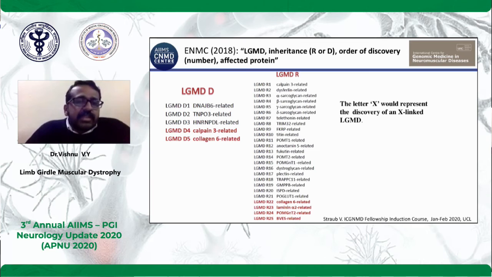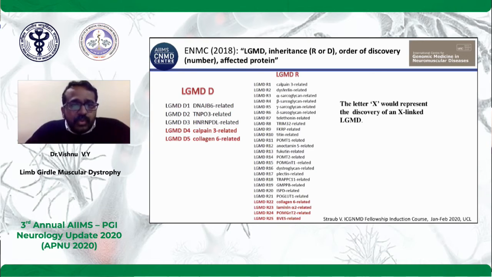This was the ENMC meeting in 2017, published in 2018. We have dominant and recessive inheritance, D and R, in the order of discovery, with a number, and the protein related. So we call them calpainopathy or dysferlinopathy; just put the protein into it. That's easy. They also said that, other than DMD or BMD, if in future we discover an X-linked LGMD, they will label it LGMDX. If it is a clinically clear inherited LGMD in which the gene cannot be found, they may label it as LGMD unclassified. There's no one in that group till now.